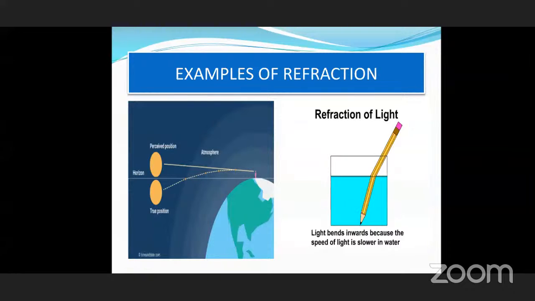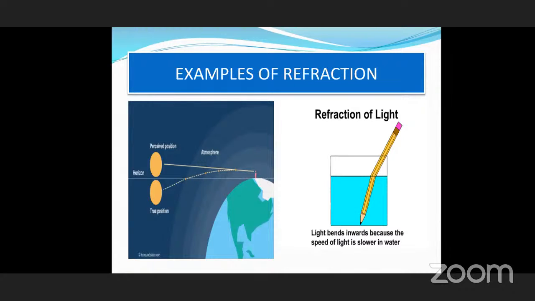Now, general examples and some applications of refraction. Take the second diagram, where a pencil is placed in a beaker of water. How does it bend at the water surface? It seems to be bent. Why? Because the light rays come out from water to air, so from denser to rarer. While coming like this, the speed of light is slower in the optically denser one compared to air. So it seems to be bending.